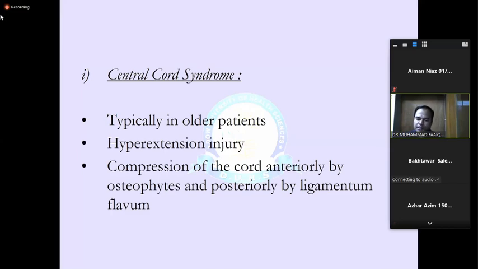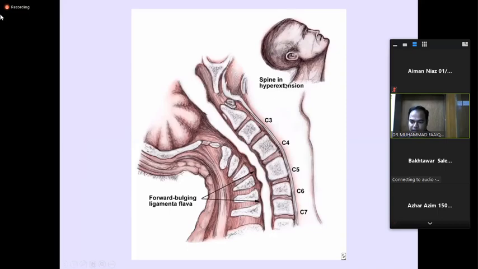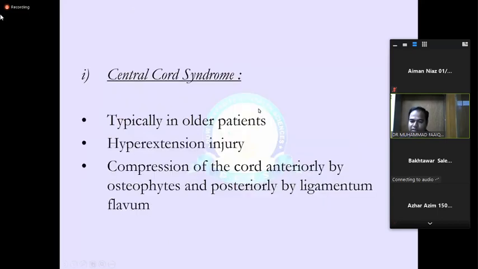Central cord syndrome is a hyperextension injury, like this. More commonly, it is seen in older people who have degenerative changes in the spine, osteophytes, ligamentum flavum hypertrophy, like this. So central cord syndrome is usually seen in older people who already have some sort of degenerative changes in the spine. It is a hyperextension injury.